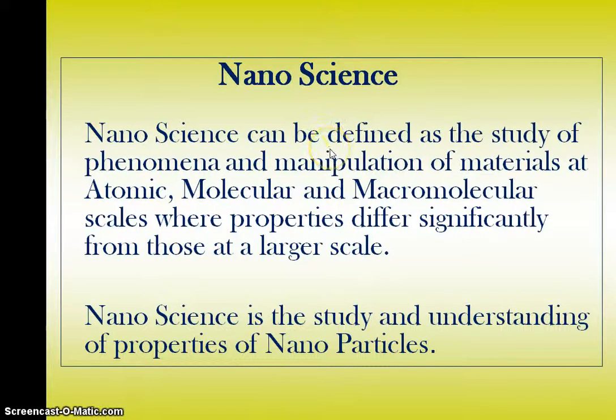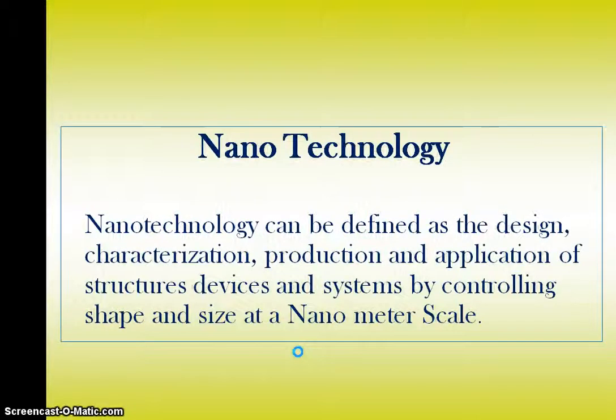What is nanoscience? Nanoscience can be defined as the study of phenomena and manipulation of materials at atomic, molecular, and macromolecular scales, where properties differ significantly from those at a larger scale. Nanoscience is the study and understanding of properties of nanoparticles. What is nanotechnology? Nanotechnology can be defined as the design, characterization, production, and application of structures, devices, and systems by controlling shape and size at the nanometer scale.